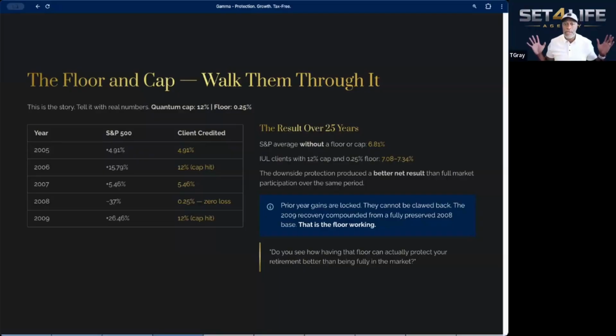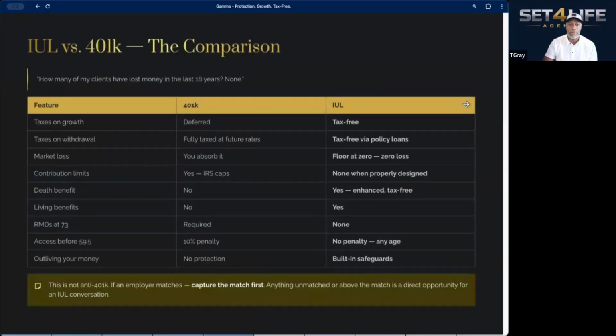So over 25 years, here's what's happened. The S&P average over 25 years is 6.81% because you're averaging the up years and the down years. And believe it or not, there were several down years. IUL clients with a 12% cap and a 0.25% floor would have averaged between 7.08% and 7.34%, meaning they would have actually beaten the market because the downside protection is going to produce a better net result because there are no down years. And that's that floor being absolutely amazing, protecting your retirement instead of being fully in the market.